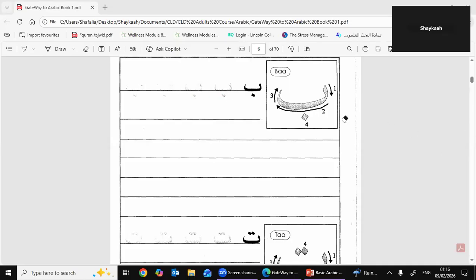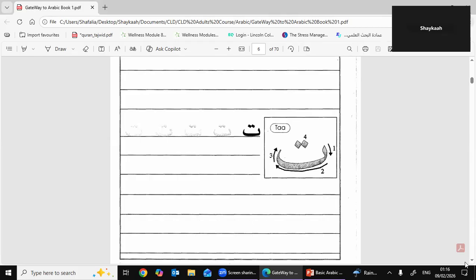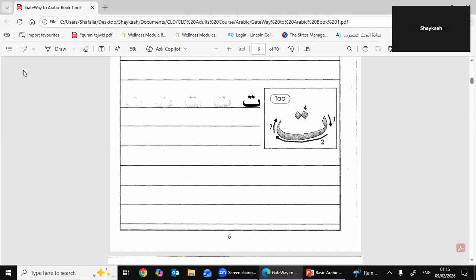The next letter, if you remember, is ta, ta, ta. Now for the ta, it's the same thing. So arrow number one down, arrow number two across like a boat, arrow number three bringing it back up, and there is your ta. Now it can look like a ba, but as soon as we add our dots at the top here, two dots, it makes it a ta, ta, ta.